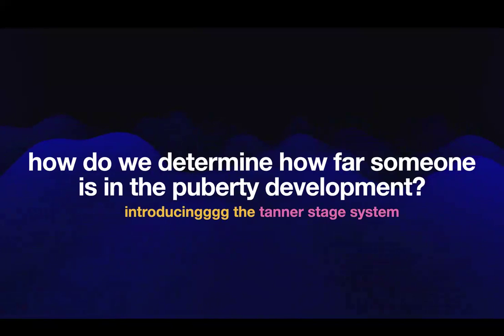So how do we determine how far someone is in pubertal development? Are they at the start? Are they towards the end? Are they in the middle? To answer this question, we have a system called the Tanner stage system. The Tanner stage system looks at three things: the genitalia, the pubic hair, and breasts. It looks at them independently, and together you have the different Tanner stages.